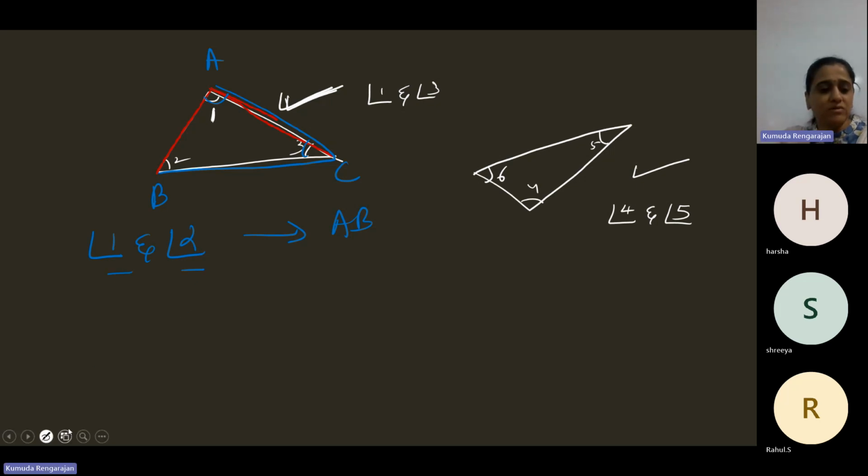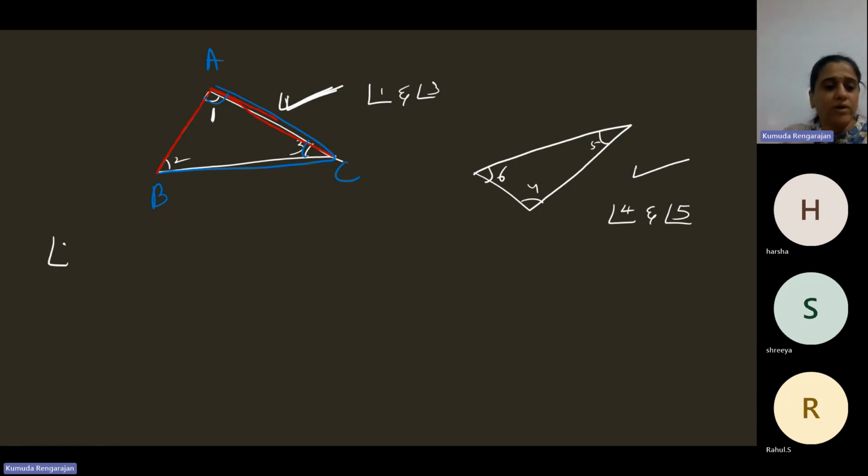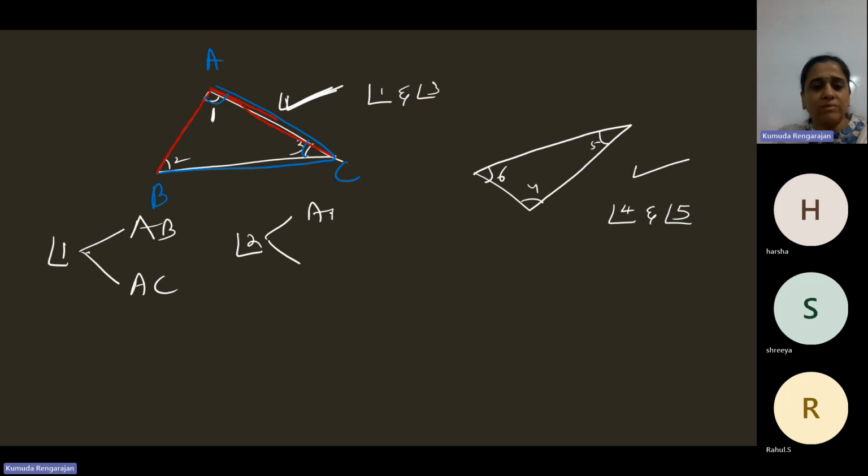Which are the arms of angle 1? Arms are AB and AC. Now take any other angle. Angle 2. Arms are AB and BC. So for angle 1 and angle 2, AB is a common arm. That's it. So for angle 1 and angle 2, AB is the included side.